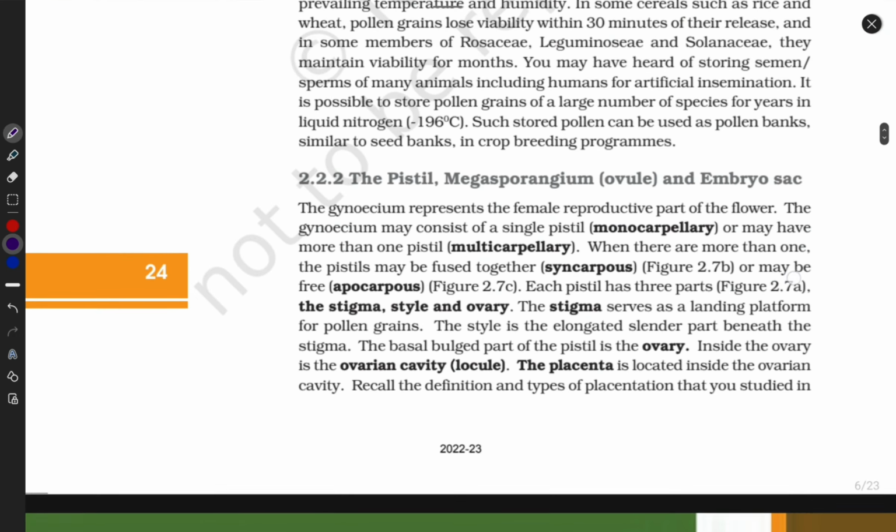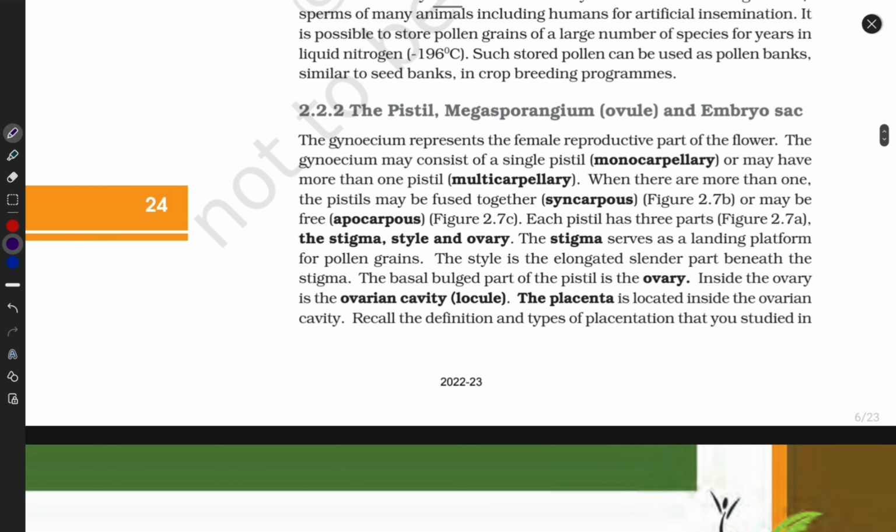Okay, now let's begin with the female reproductive organ. Okay, let's start without wasting any time. Let's start with the female reproductive organ. Now, a little bit complex. Okay, this is a little bit complex. This is not easy like the male reproductive organ, like stamen. Now, what is the name of the female reproductive organ? Pistil, megasporangia. Guys, in the case of the male reproductive organ, we call it a microsporangium, but in the case of female, we call it mega.